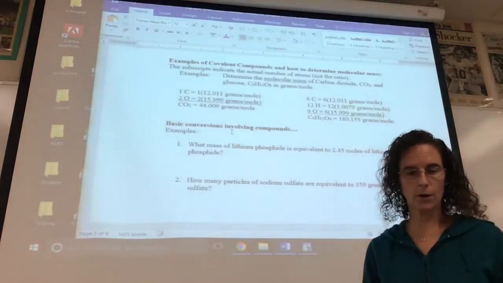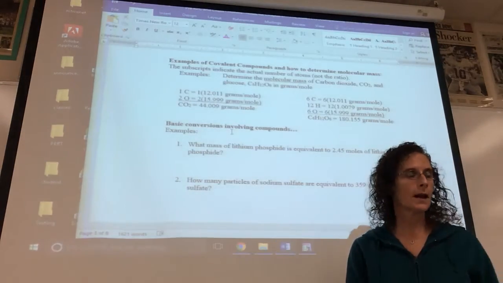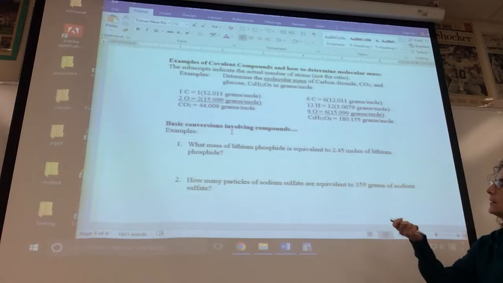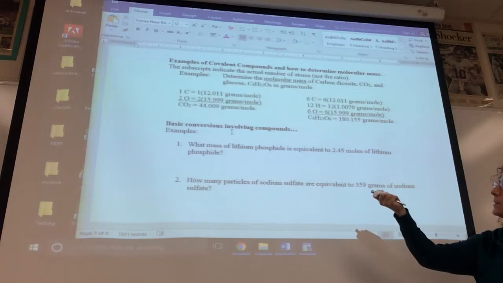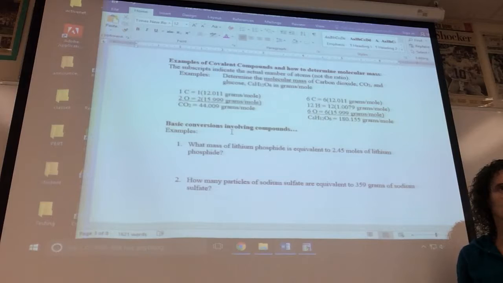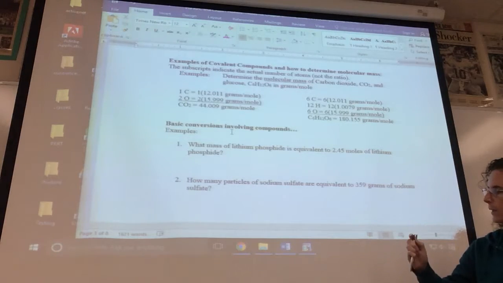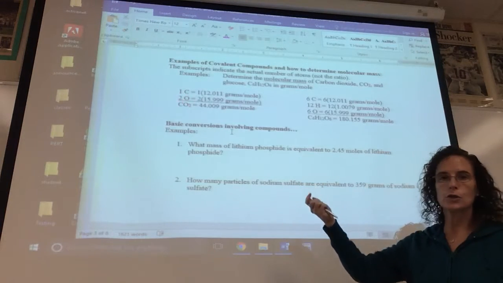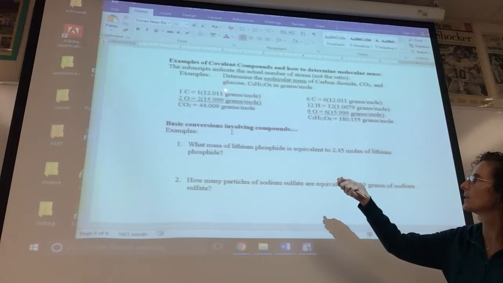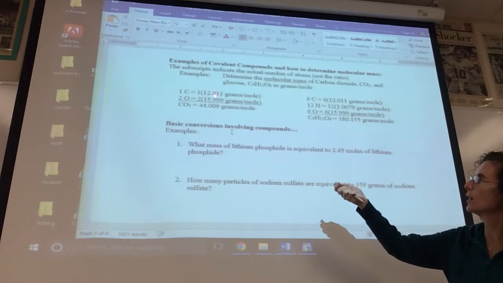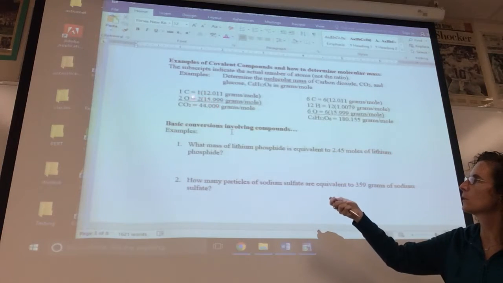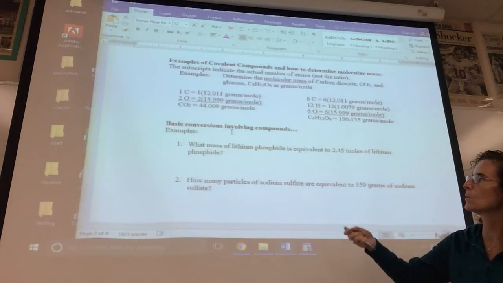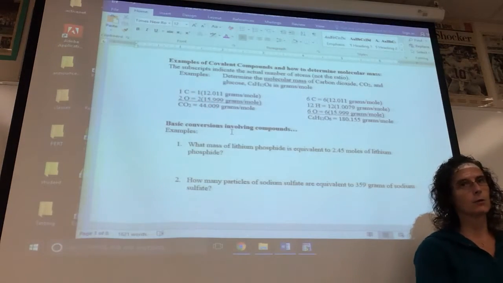So for example here, we're asked to calculate the molecular mass first for carbon dioxide. Carbon dioxide is a covalent compound. Its molecular mass would be calculated the exact same way that we did previously. You have 1 carbon in carbon dioxide, 2 oxygen. 1 times the molar mass of carbon plus 2 times the molar mass of oxygen is equal to 44.009 grams per mole. Molecular mass instead of formula mass.